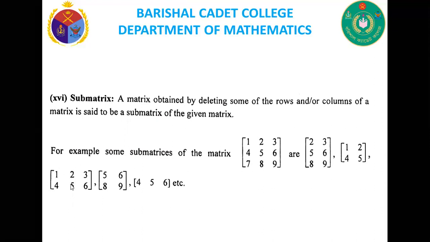We have got this one by erasing the third row from this matrix. We have got 5, 8, 6, 9 by erasing the first row and first column. We have got the 4, 5, 6 matrix by erasing or deleting the first row and third row. So if we get a matrix from another matrix, then the newer matrix is called the submatrix of the larger one.